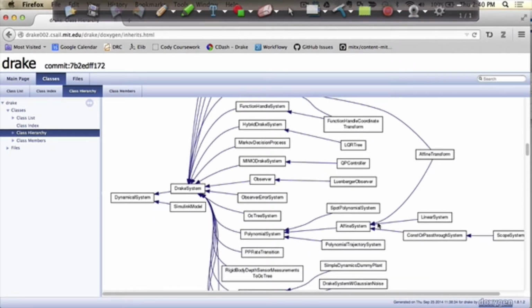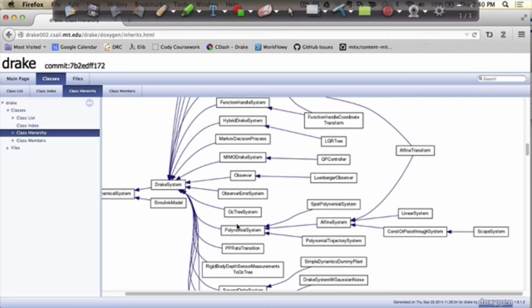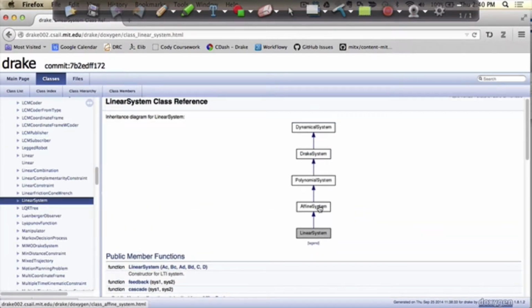For instance, there's this big class hierarchy where everything is a dynamical system, and then polynomial systems, affine systems, Drake systems, linear systems are examples like this. So there's this whole class hierarchy of different systems: linear is affine, is polynomial, is Drake. There are algorithms where we know a lot about what to do with linear systems, and we know a little less about affine systems. There are some tools that work for polynomial systems that are very powerful. We're going to get into them in the next few days.